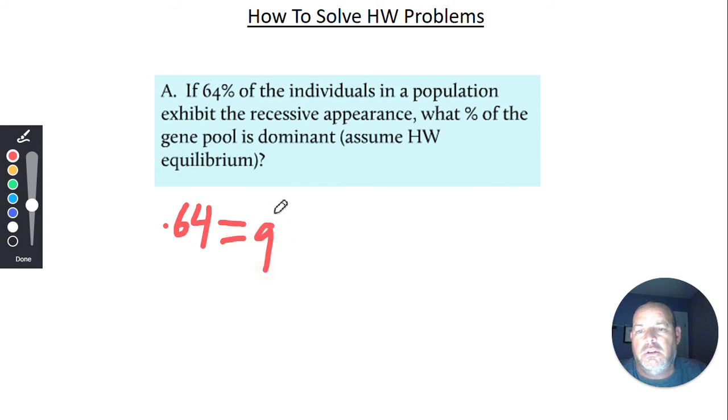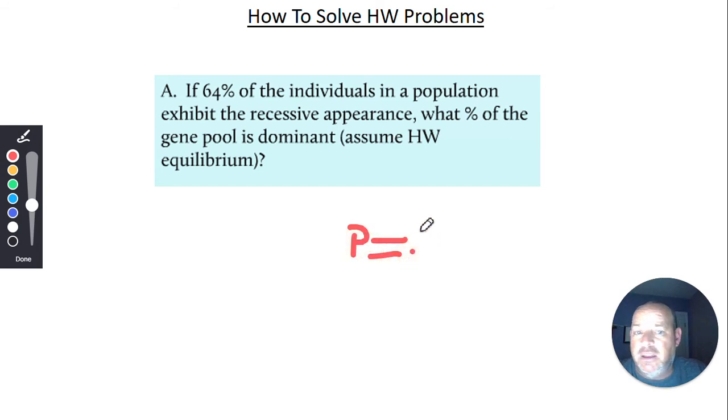q squared. And I'm going to have to work quickly here and keep drawing, or else it's going to kick me off and you won't be able to see the rest. So if I know q squared is 0.64, then I also know q, by taking the square root, is 0.8. And if I know q is 0.8, then that must mean p is 0.2, right?